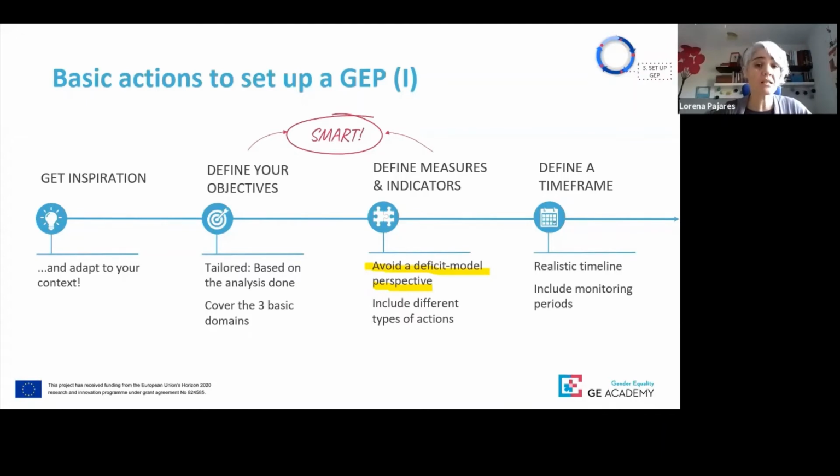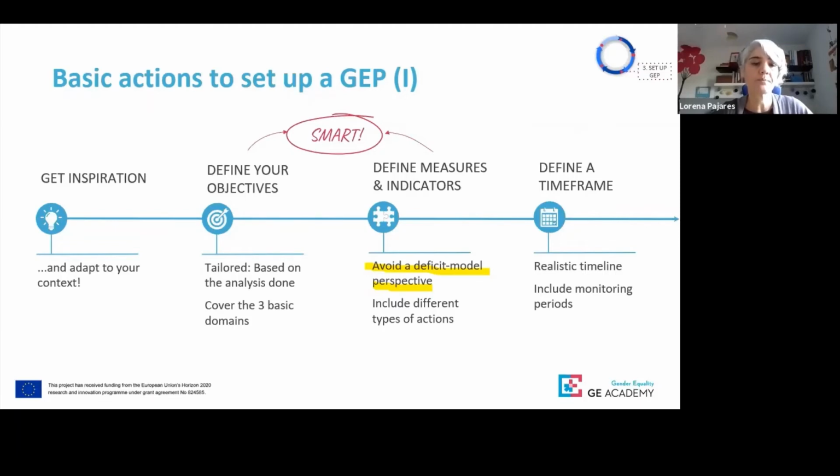It should be realistic. So this means that it can be feasible within a certain time frame, and that they are time related. So we should indicate when the objective or when the measures, when are we planning them to be achieved, okay? Which leads us to the last one, which is defined in the time frame here.